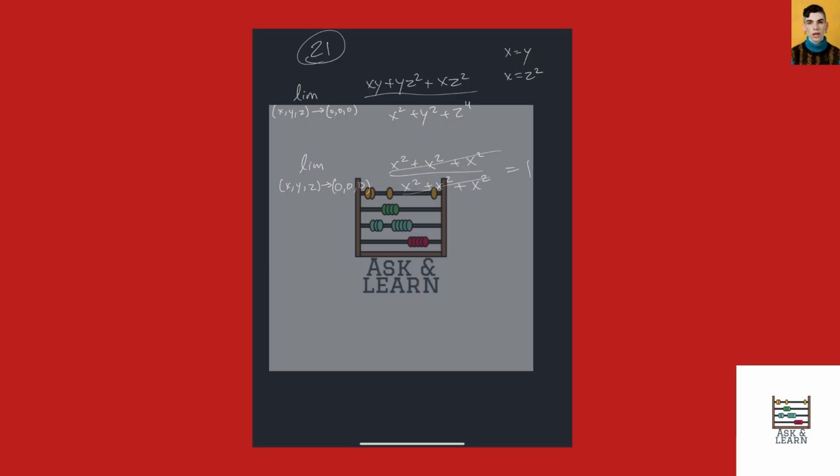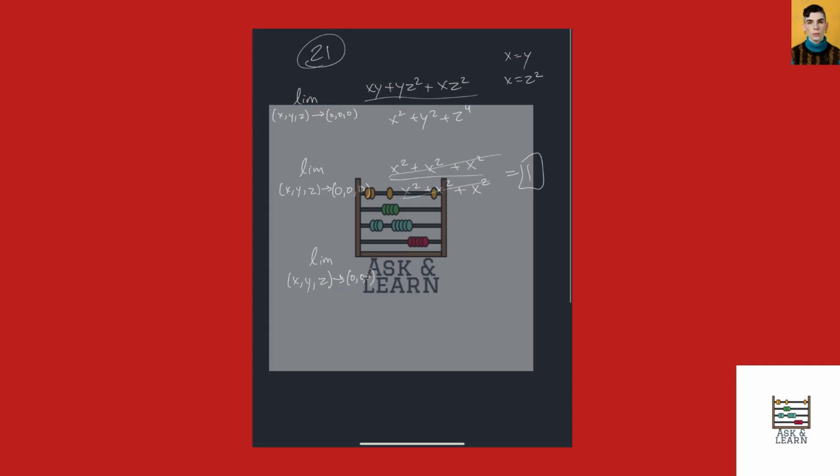And then if we were to do something else where x equals 0 and y equals 0, what we'd end up having is the limit as x, y, z approaches 0, 0, 0. And when we plug in those values, we would end up having just the value of 0. We would have 0 over z to the fourth, and that's just 0.